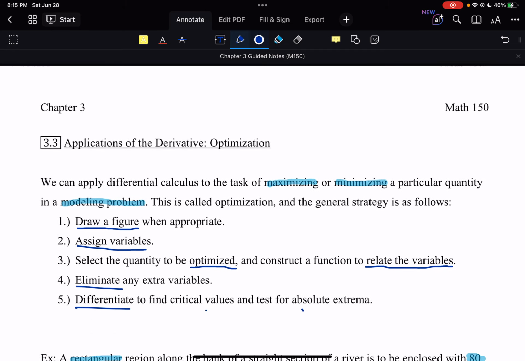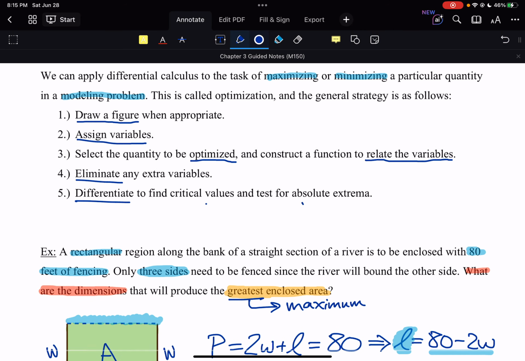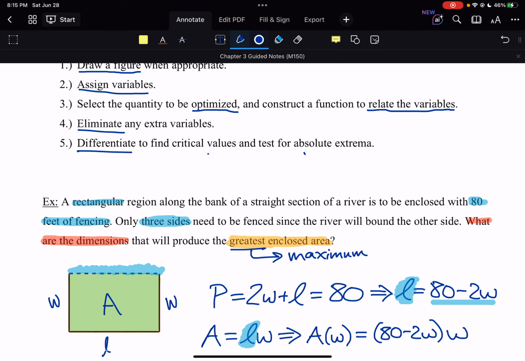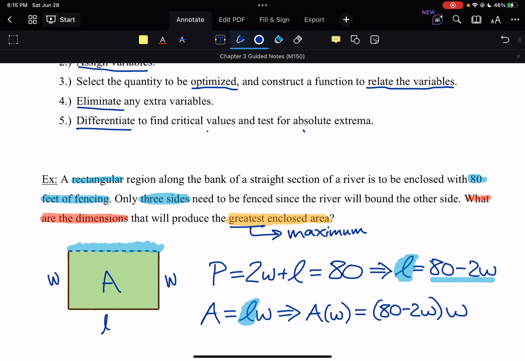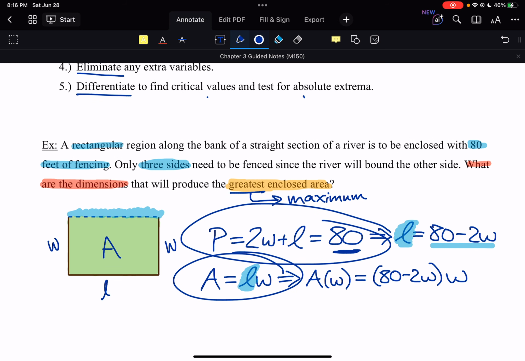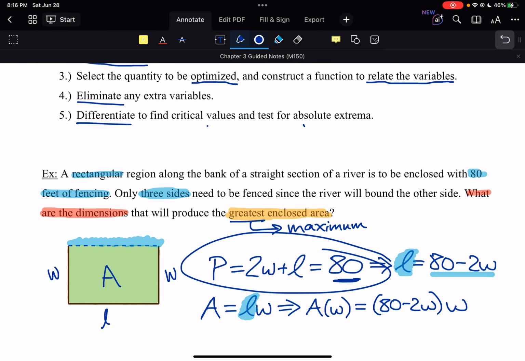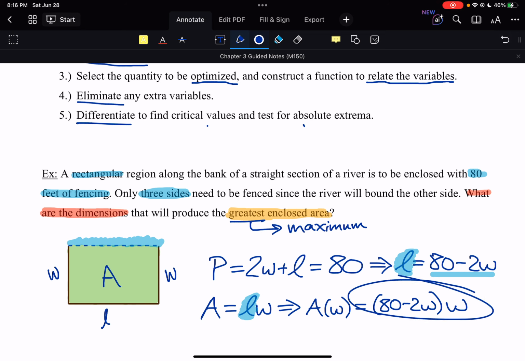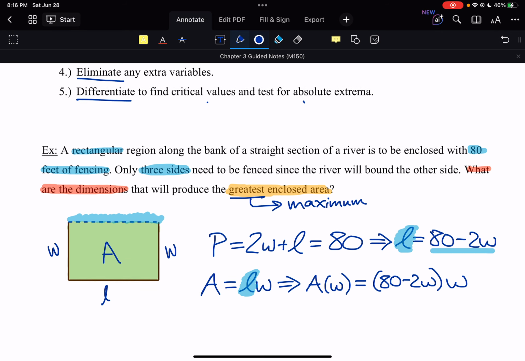So again, if we go back and look at our steps here, draw a figure, we did. Assign variables, we did. Select the quantity to be optimized, we did. Construct a function to relate the variables, we did. So this relates the variables with that constant 80. This function is the one that we're going to optimize. We eliminated any extra variables, right? Now there's only one. And now we get to step 5, which is where we differentiate.